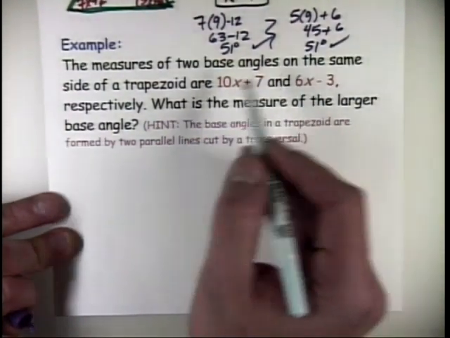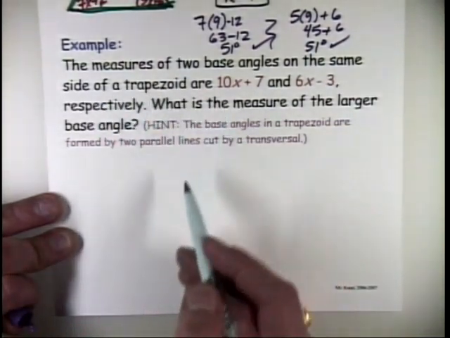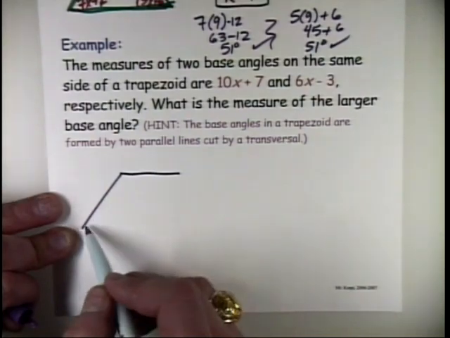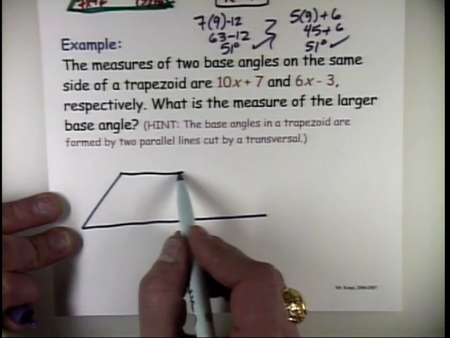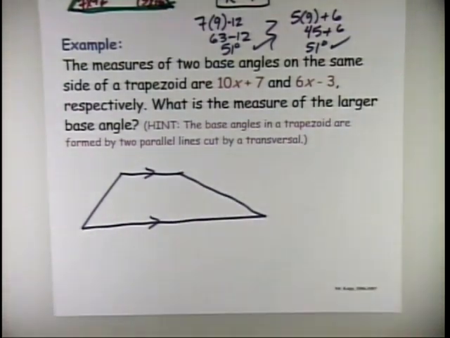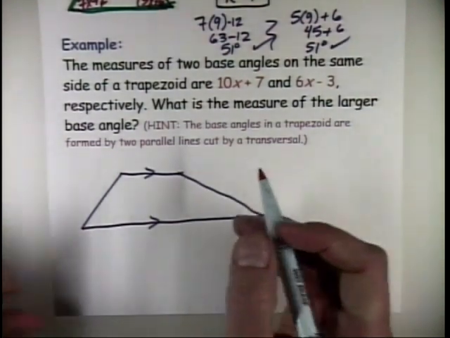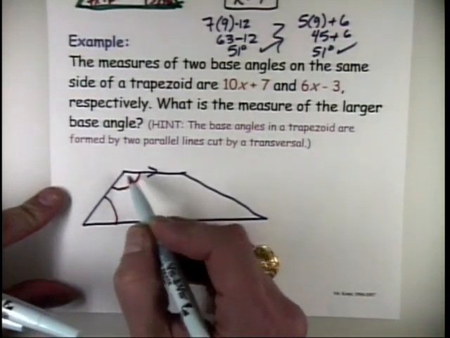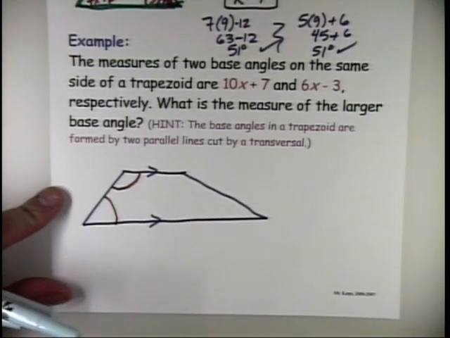Let's go ahead and draw our trapezoid. Now notice it doesn't say that it's an isosceles trapezoid, so I'm going to draw a trapezoid that is not isosceles. And then these are going to be my parallel sides, and the angles on the same side. So we're not talking about a pair of base angles anymore. We're talking about maybe this one and this one. They have a common leg instead of a common base.